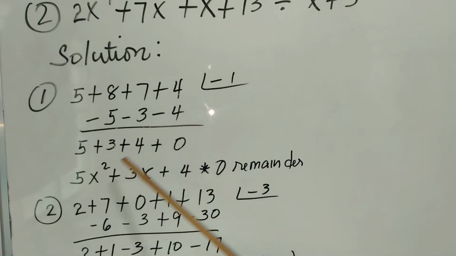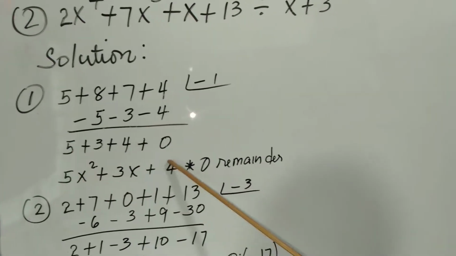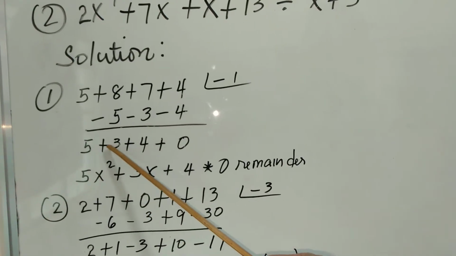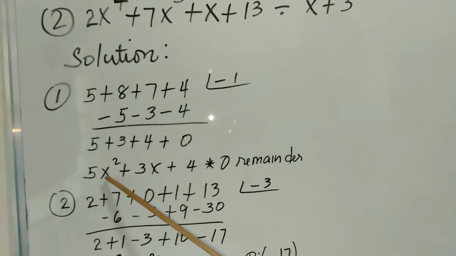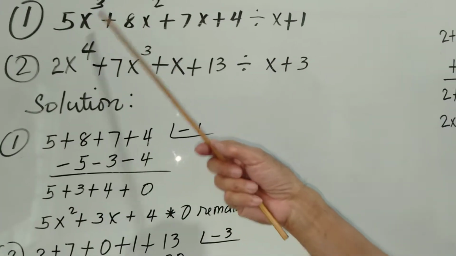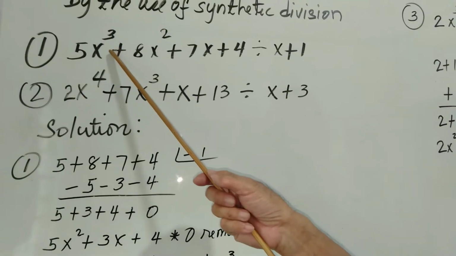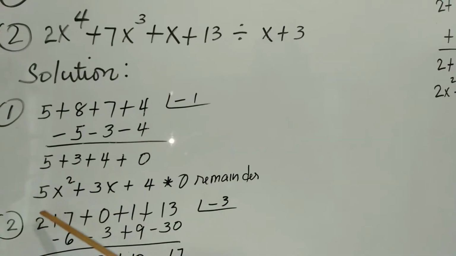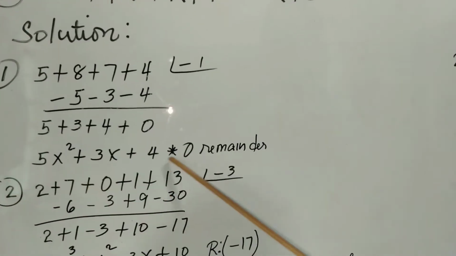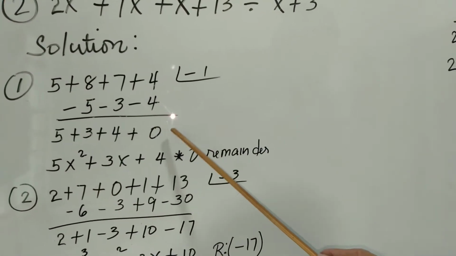To get the final answer, we decrease the exponent of the given polynomial by 1. So this is x cubed; we make the first term 5x squared, and then 3x plus 4 with no remainder, because 0 is our remainder here.